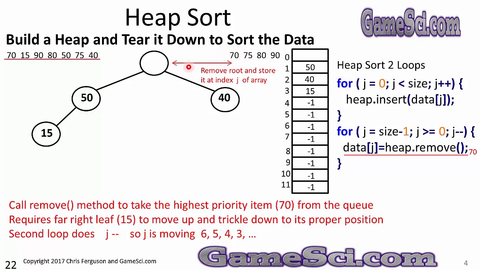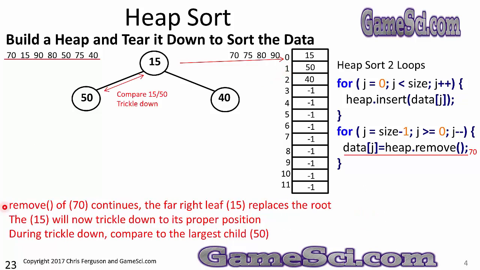Remove the root and store it in index j of the array. The remove of 70 continues. The far right leaf 15 replaces the root. The 15 will now trickle down to its proper position. During trickle down, compare it to the largest child, in this case 50. 15 was removed from the bottom of the heap and put at the top of the heap into the root. 15 will now trickle down by looking at its largest child.